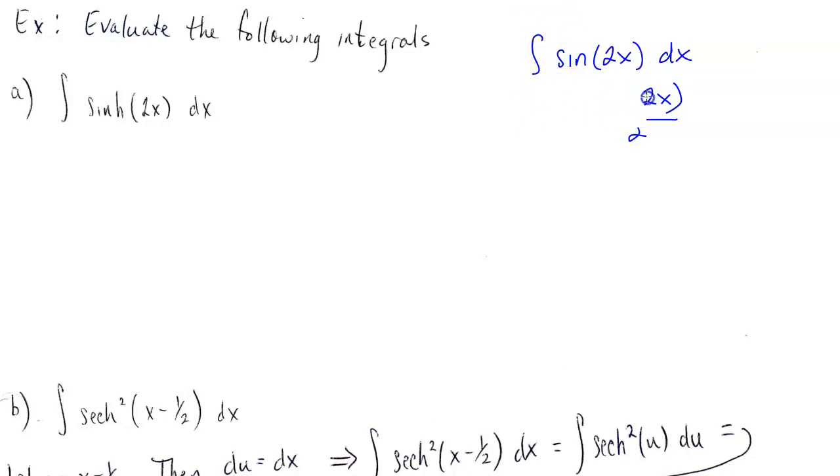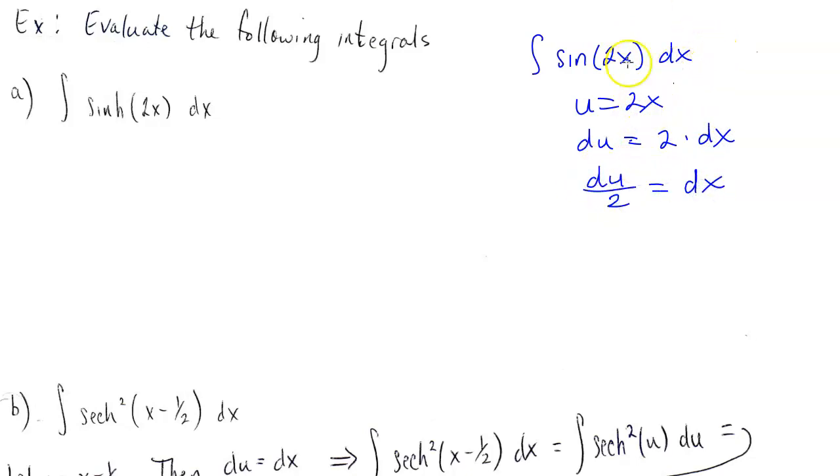And so I'll just go ahead and write that out here. So if u was 2x, then that means du is going to be 2 dx. And then of course du over 2 would just be dx. So we could rewrite our integral here as just the integral of sine u times 1/2 du. So that's where that 2 in the denominator comes from.